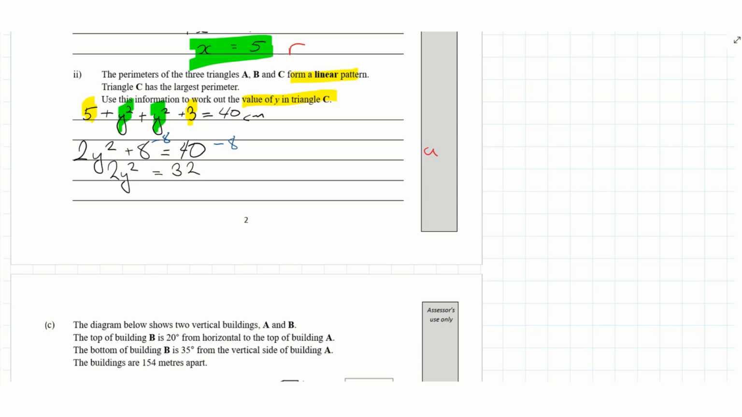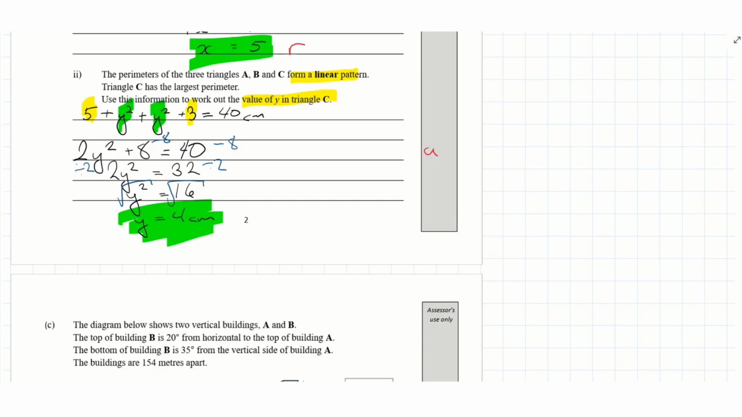And then I'm going to divide both sides by 2, divide by 2, divide by 2. y squared is equal to 16. And now I need to take the square root of both of these, which means that y is equal to 4 centimeters. I can check this in as my answer. I've been highlighting my answers in green, so I'm going to stick with that convention. There's my answer in green.